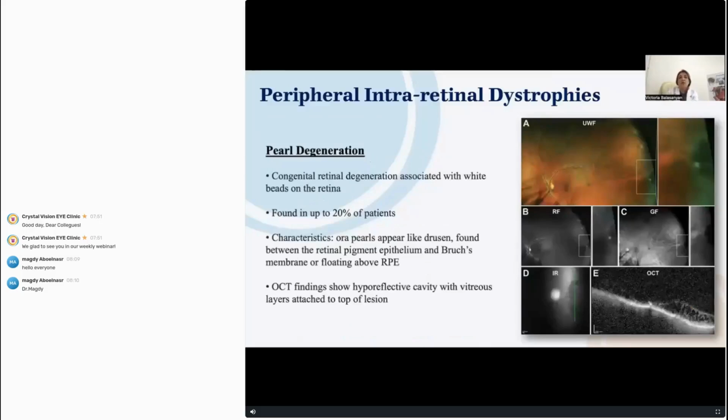Pearl degeneration is a rare congenital pathology of the peripheral retina that may look like white balls resembling retinal drusen. Rare pearls appear as milk-white glistening spheroids located at the ora serrata or pars plana. There is usually a single isolated pearl, or less frequently multiple pearls that are bilateral and symmetrical. Pearl degeneration is benign and does not require preventive laser treatment.